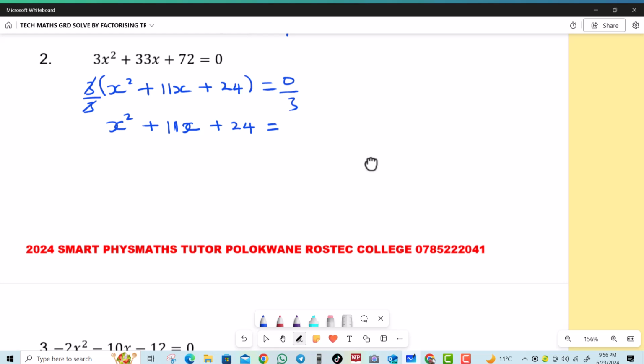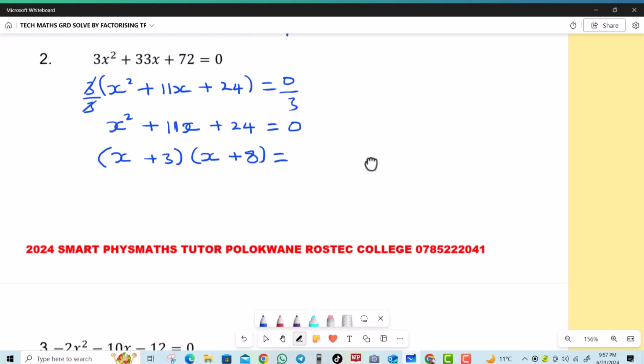So what are the factors of 24 that, when you add, you get 11? Now you can tell them from your head. We have got 3 and 8, because 3 plus 8 gives us 11, and 3 times 8 gives us 24.